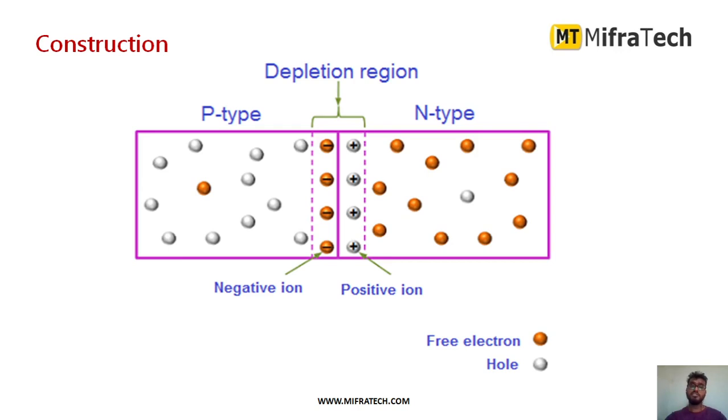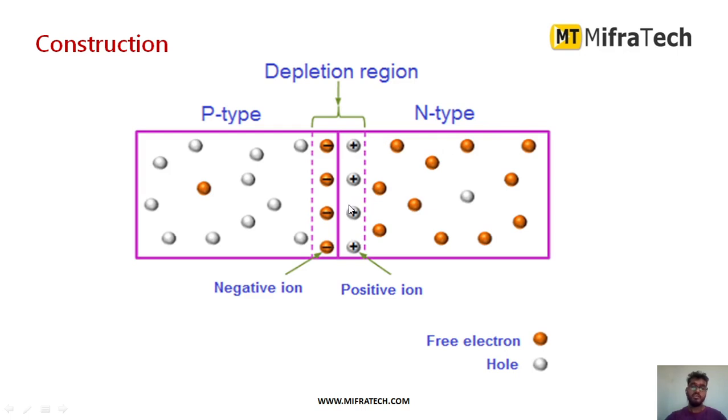What is the construction of this diode? Inside this diode, it mainly has two types of layers: a p-type layer and an n-type layer. Those two are separated by a depletion layer. Here the p-type mainly consists of positive ions and the n-type consists of negative ions.